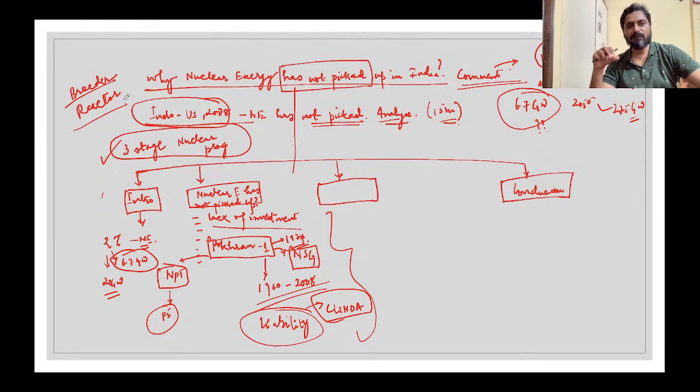That is the idea, but we have not been able to develop the breeder reactor. The idea was that we should have developed it by now, but we have not been able to develop a commercial scale breeder reactor. We have just got some experimental breeder reactors. That is why our three-stage program has not come up properly, and because of that we are lagging behind. That is one of the important reasons, a domestic reason, basically.